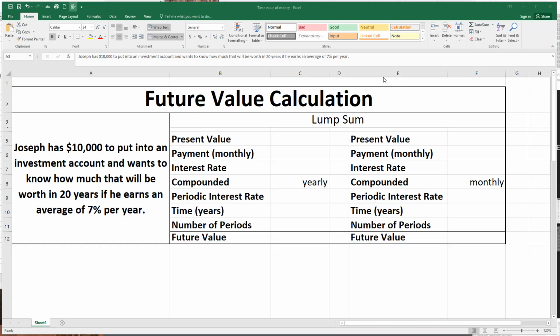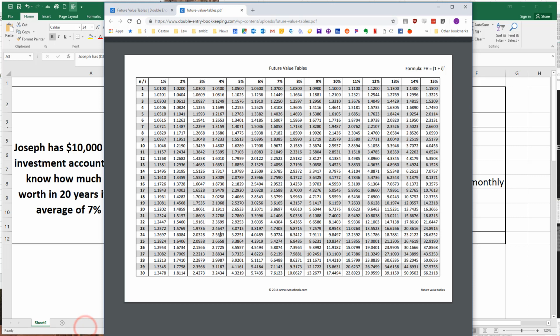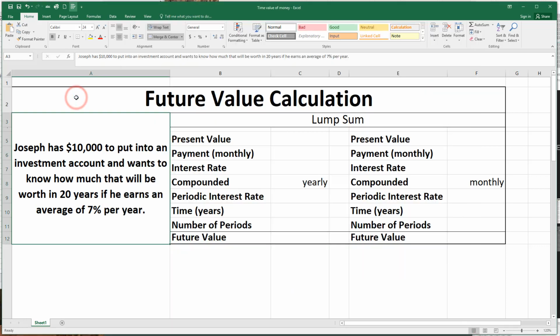Hi everyone, I wanted to show you how to calculate future value in Excel. I'm doing this in Excel. Now, some of you might feel more comfortable using tables that look like this to calculate future value, present value, and payments. I don't particularly like them. If you like them, great, keep using them as long as you know how to do it. I prefer to do it in Excel. So that's what we're going to look at.